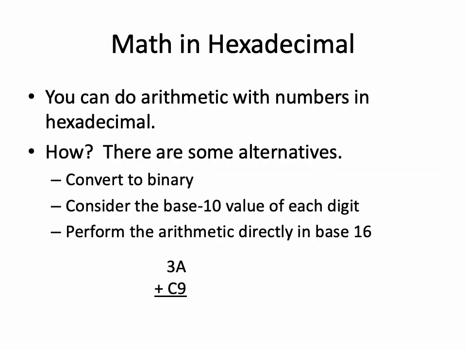Now that we have a sense of what decimal, hexadecimal, and binary look like, we can do arithmetic with numbers in hexadecimal. There's a couple of ways to do it. I can convert to binary, maybe think about it through base 10, and then perform arithmetic directly in base 16.